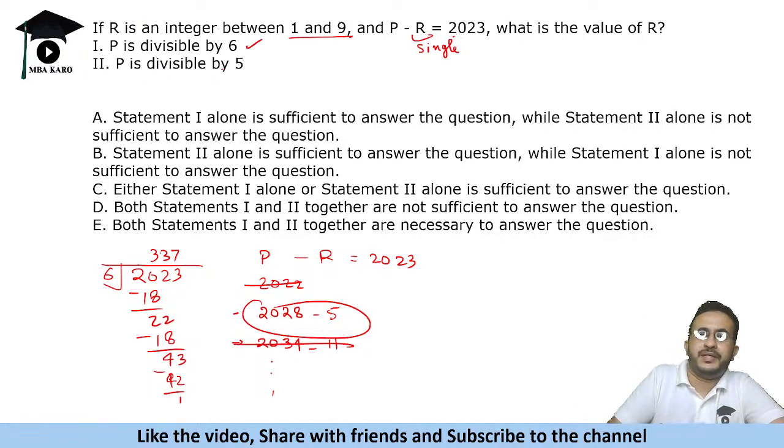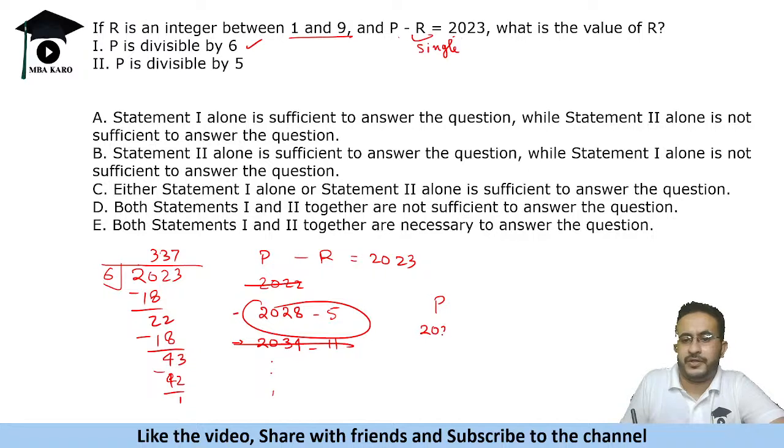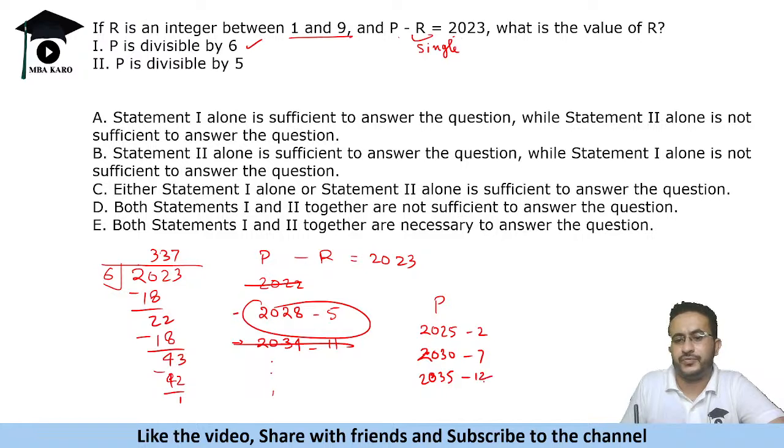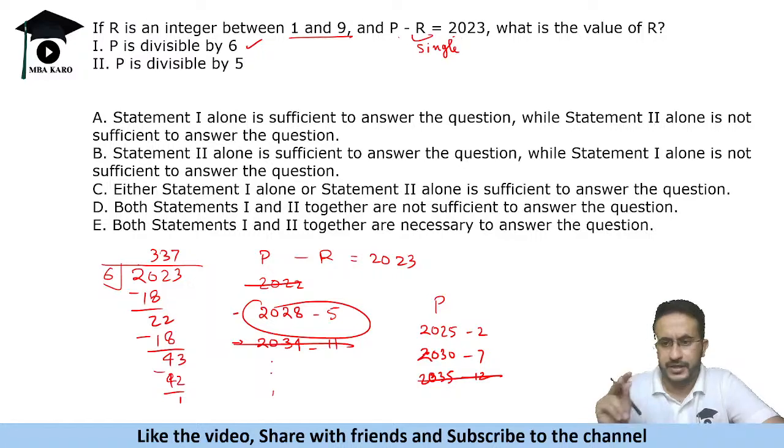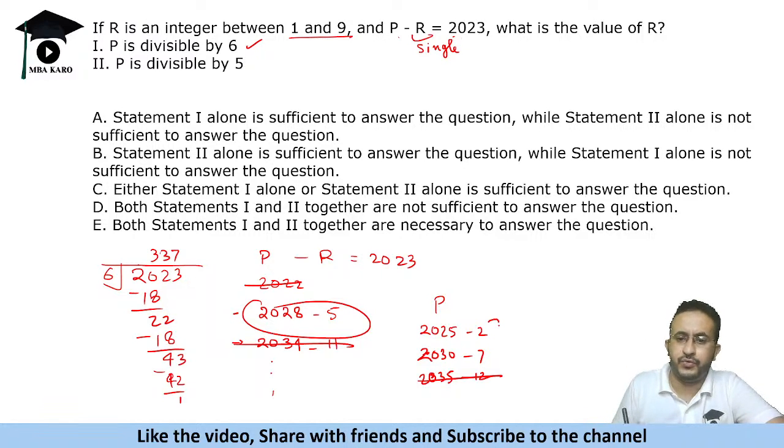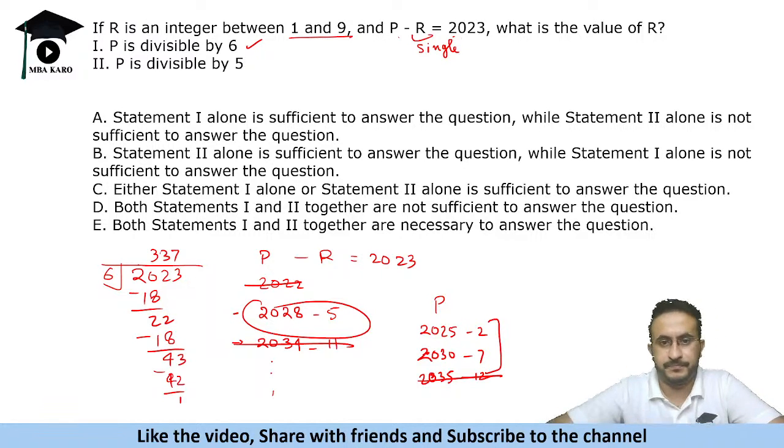Now P is divisible by 5. If P is divisible by 5, तो P की वैल्यू क्या हो सकती है? 2025 हो सकती है, 2030 हो सकती है, 2035 and all. So this gives us R as 2, this gives us R as 7, this is 12. So this gets rejected, higher values get rejected. Okay. Here we are getting two values. Okay.